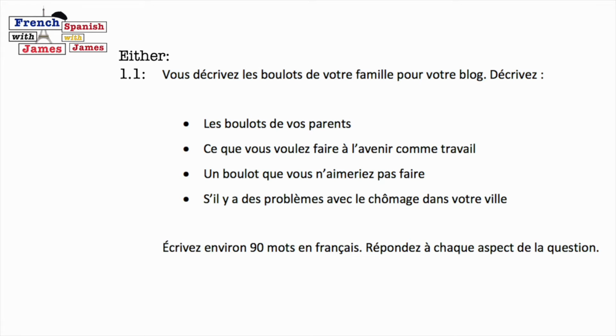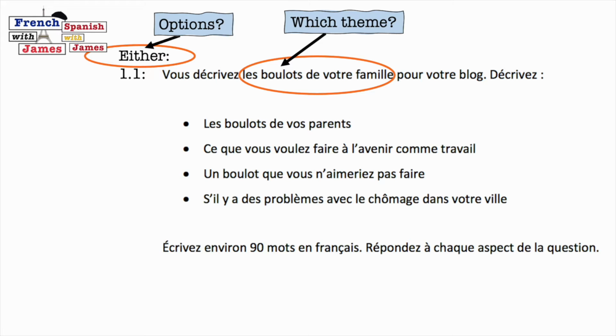Now, when you look at the 90-word question, the first thing you should notice is that you get a choice. So have a look at this question, 1.1, on the higher exam. This is question 4.1 on the foundation one. And then have a look at what the other option is. Take a look at what the themes are.